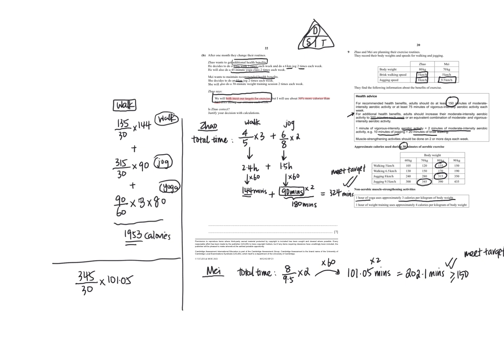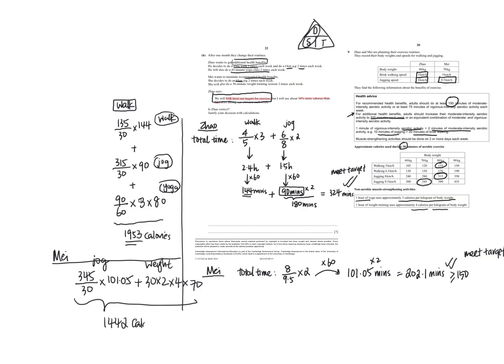Okay, besides that, she also does 30 minutes of weight training 2 times per week. So I times 2, and then weight training is 4 calories per kilogram. So I times 4 calories times her weight of 70 kg. So this is the total. This is from weight training. This is from jogging. So May's calorie is 1442.